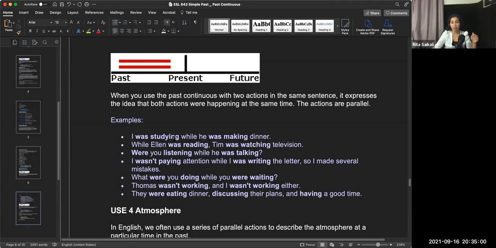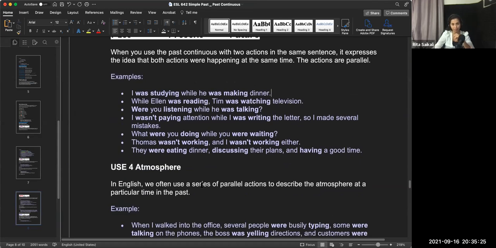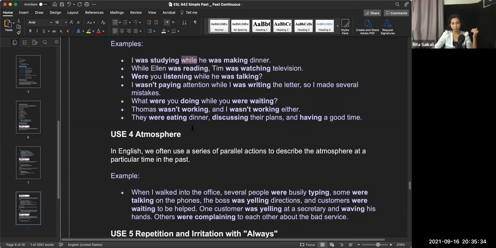I was studying while he was making dinner. Same two actions at the same time. While Ellen was reading, Tim was watching television. Were you listening while he was talking? I wasn't paying attention while I was writing the letter, so I made several mistakes. You see, in all of them, these actions were happening at the same time. And a lot of times we use while to show that.